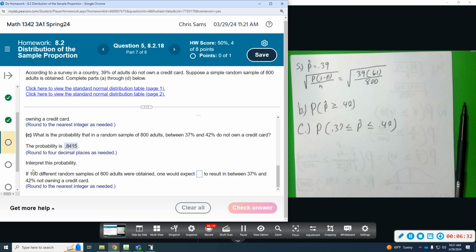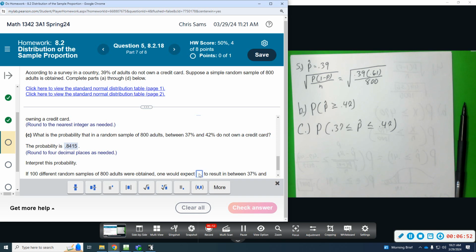Okay, so if we interpret this probability and it says we do 100 different random samples, how many of those would we expect to result in between 37% and 42% not owning a credit card? Again, we just multiply this times 100. That will give us roughly 84 when rounded to the whole number. So just 84.